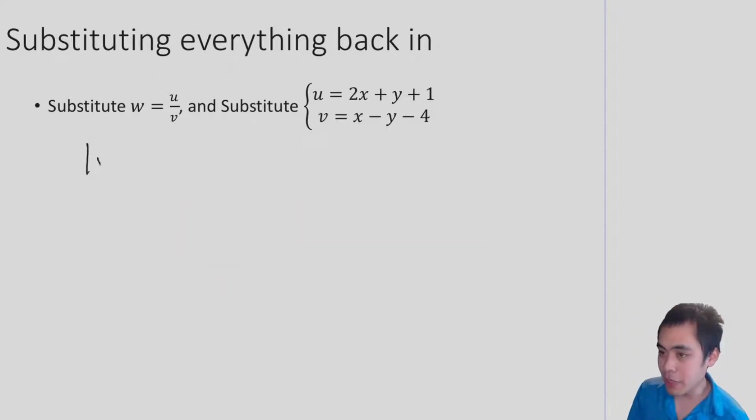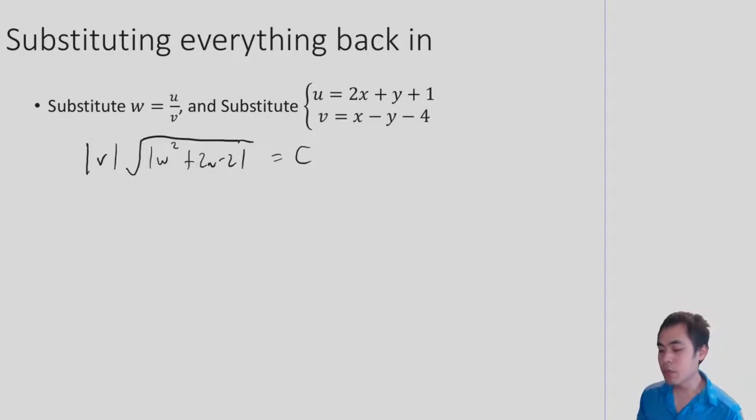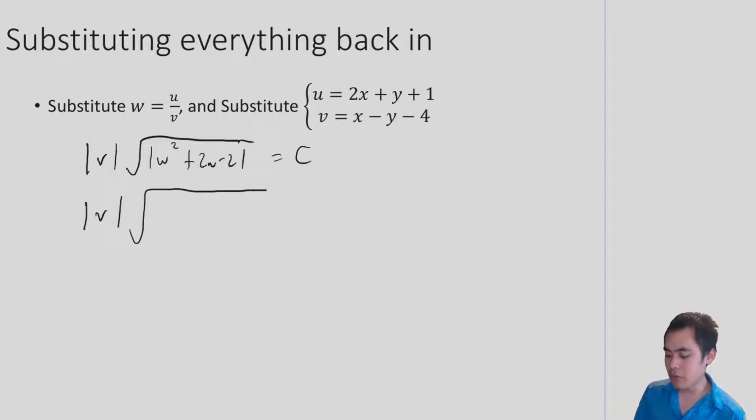So again, what we had from the last slide was the absolute value of v times the square root of the absolute value of w squared plus 2w minus 2 is equal to c. Well, we can plug in the value for w, so you end up with the absolute value of v times the square root of the absolute value of u squared over v squared plus 2 times u over v minus 2 is equal to c.